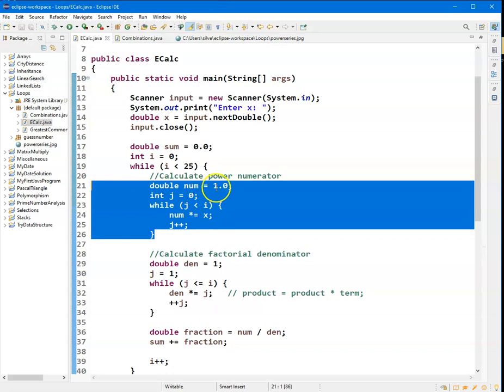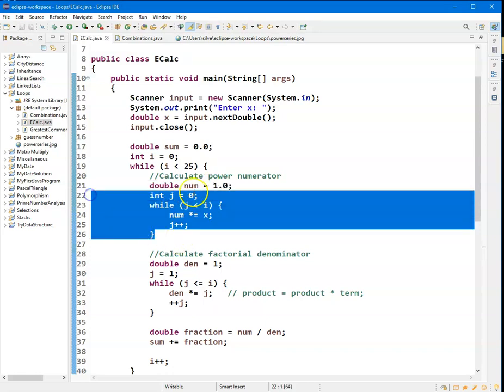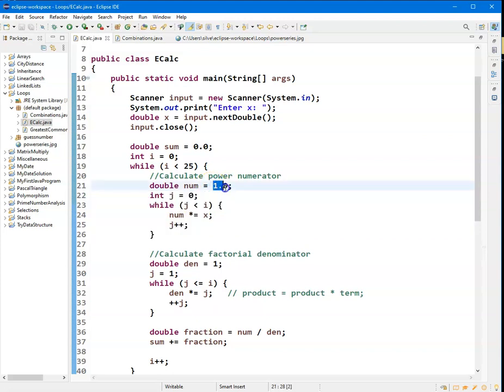So if you want to multiply something by itself, basically this code here is the numerator, which starts off at 1. I count off my term. If i is 10, I would like x to the 10. So I need to multiply numerator by x 10 times.